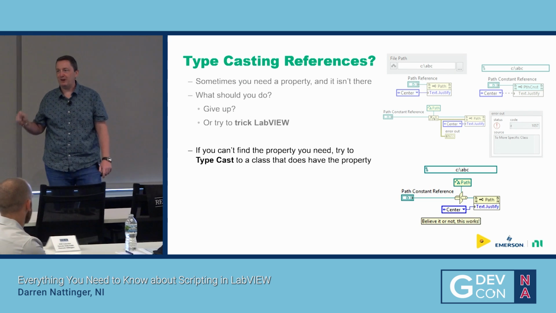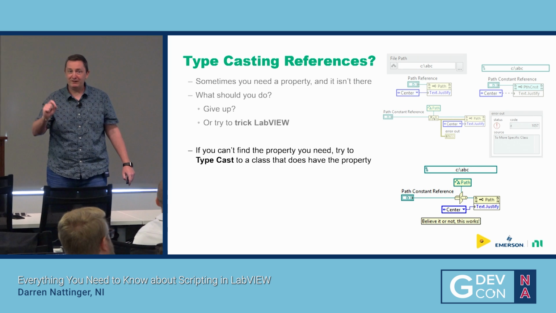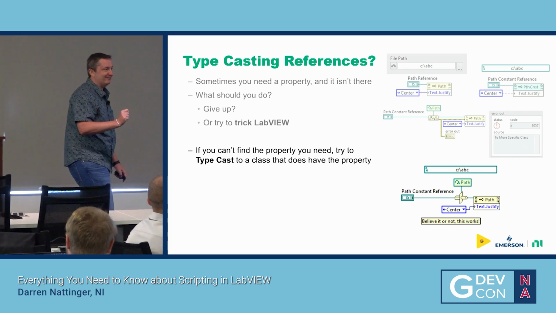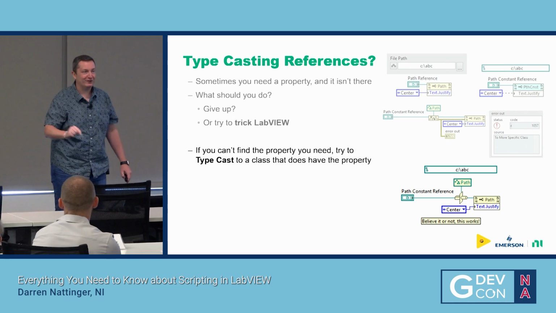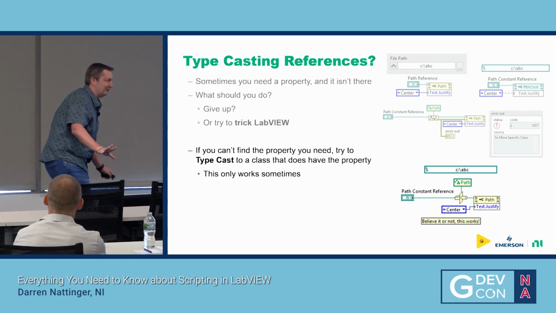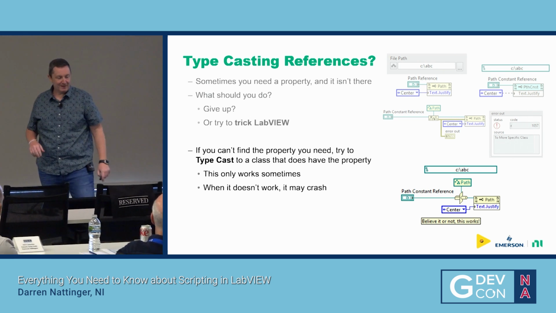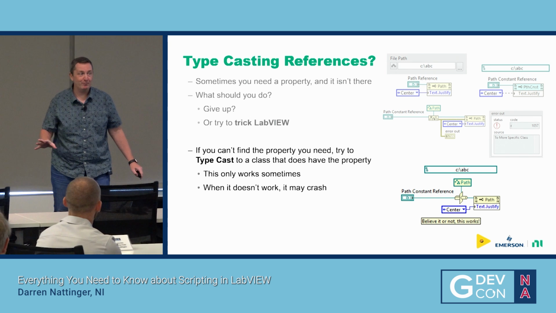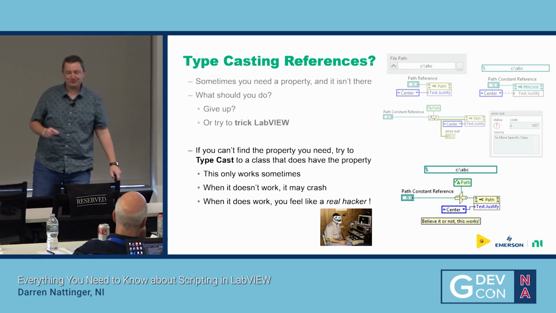Believe it or not, this block diagram actually works. We take a path constant, we typecast it to the path class, which has the property we need. We call that property, and that works. Now, it only works sometimes. All right, this is a case that I know works, and I've used it before. When it doesn't work, you might crash LabVIEW, all right? But when it does work, you feel like a real hacker, and it's awesome, all right?